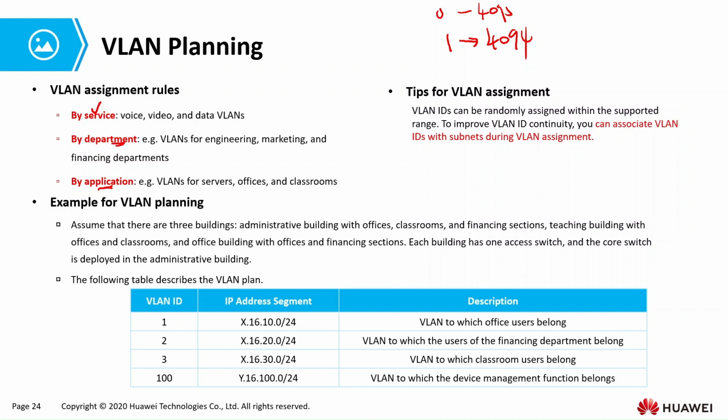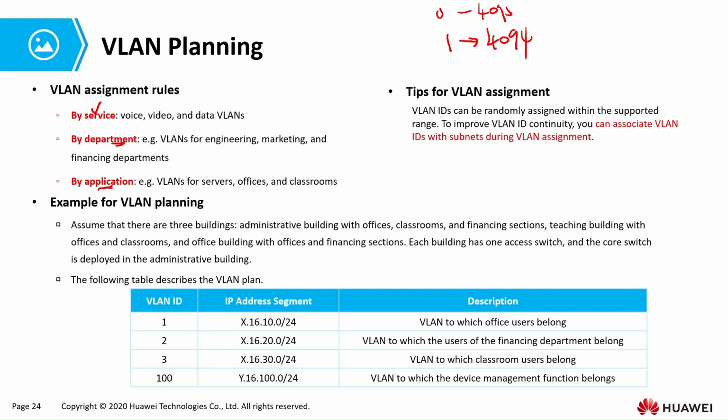So it ensures the VLAN continuity. When you assign, you will know that when I want to open a new IP subnet, say 0.40, I know I can use VLAN 4. So this is how they assign. For example, VLAN 1 would be assigned to the office use.